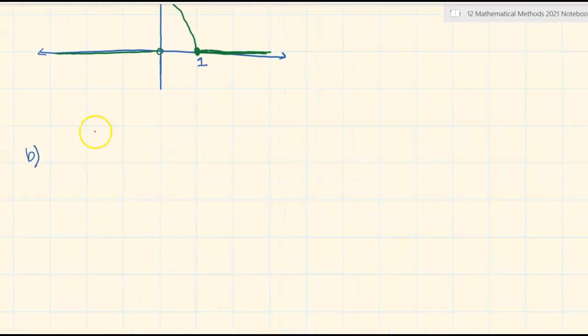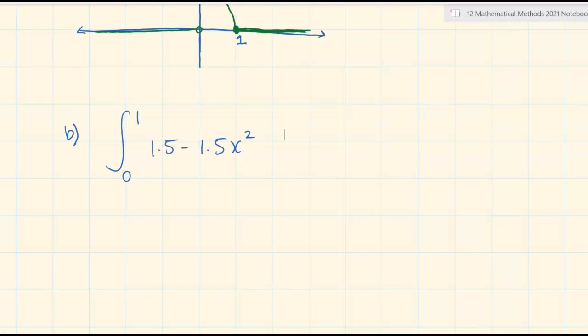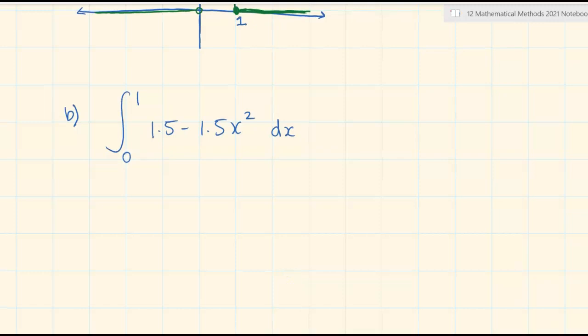1. So the lower bound is going to be 0, the upper bound 1, and we are going to integrate 1.5 minus 1.5x squared. Now, a lot of you on your IA2s, you wrote this, just like that. That's not sufficient communication. You need to be clarifying what variable you are integrating with respect to. So please make sure you've got that in there. This is not a calculator question. Go ahead and do it. Let's go, let's go.